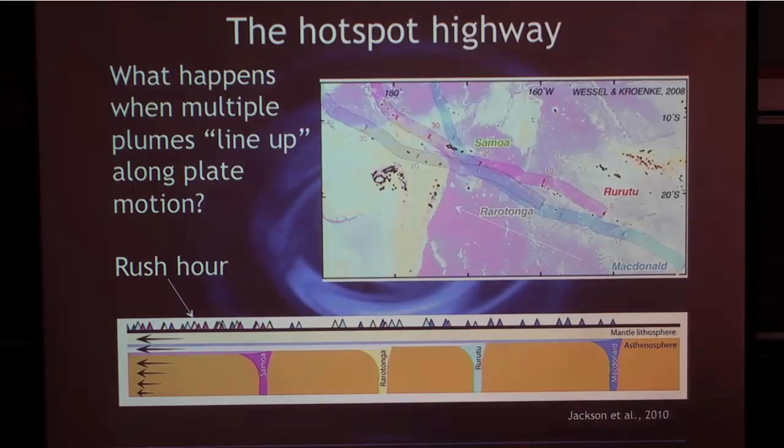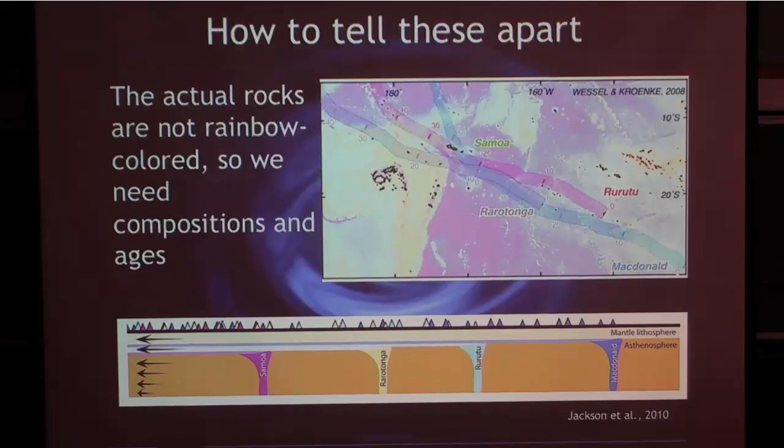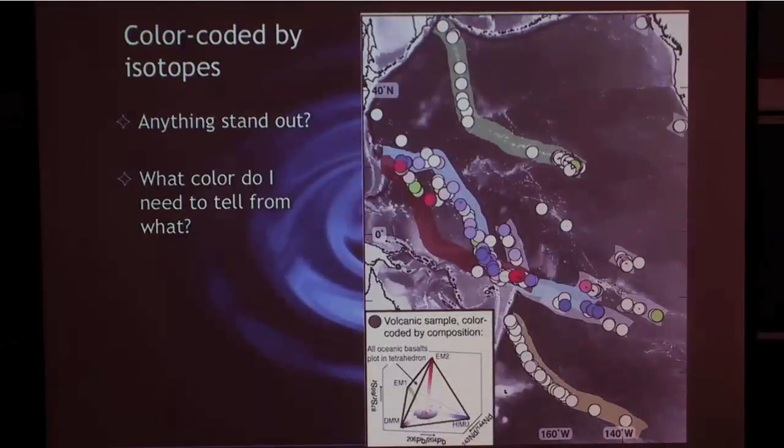The fun part is the rush hour part. Can we untangle rush hour? Can we tell which highway or which person's going where on the highway? So Matt made this all in nice little colors. Each plume has a different color, and all the volcanoes are nicely color-coded. Unfortunately, the rocks that they make are not rainbow-colored, so we can't use that. But we can color-code the geochemistry.